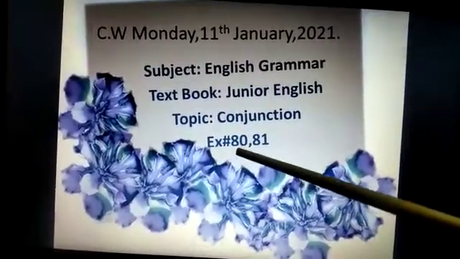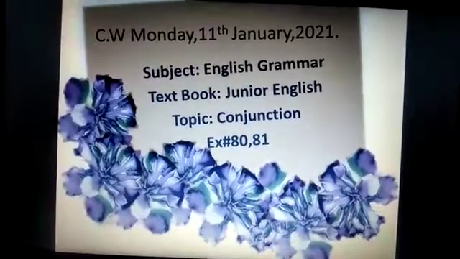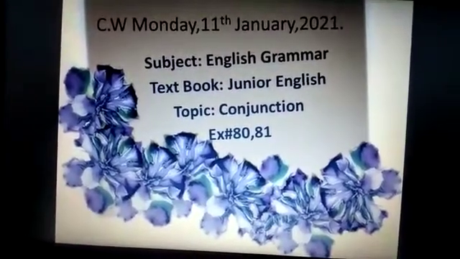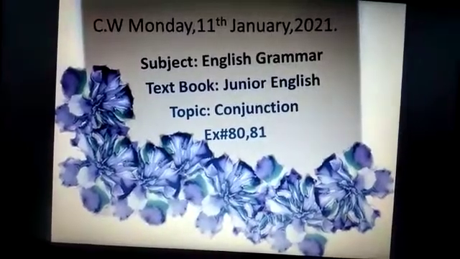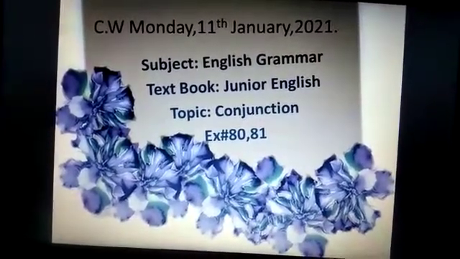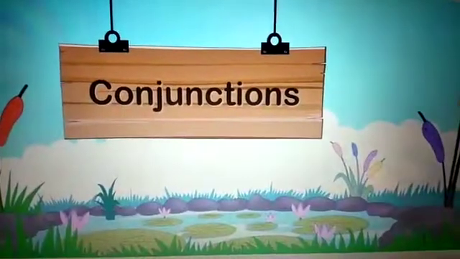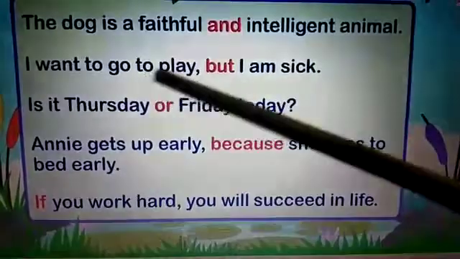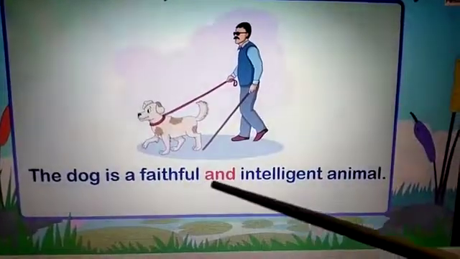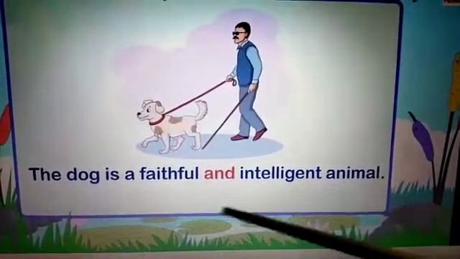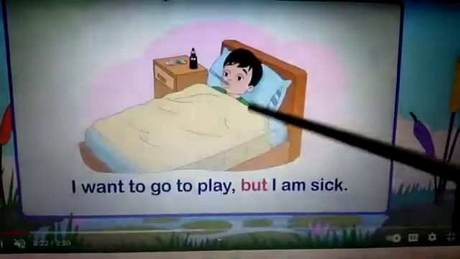We are going to solve exercise number 80 and 81. Before starting the exercise, we have to understand what a conjunction is and which words we consider as conjunctions. So let's start. Conjunctions. The dog is a faithful and intelligent animal. You can see that we have joined two parts.